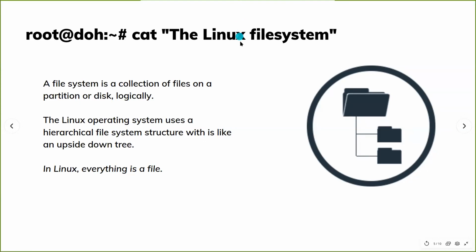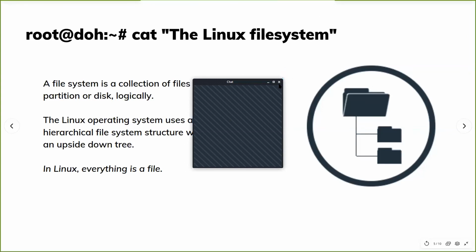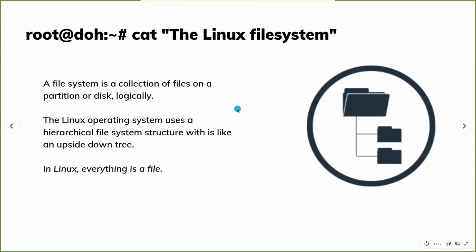Then the Linux operating system uses a hierarchical file system structure, which is like an upside down tree. To explain this better, just picture the normal tree you have in the physical world. You have a tree, the root is in the ground, and the branches are up on the tree. Now say you uproot the tree and turn it upside down. That means the roots of the tree, which is the base, will be at the top and the branches will be below it. So that's how the Linux system is structured.